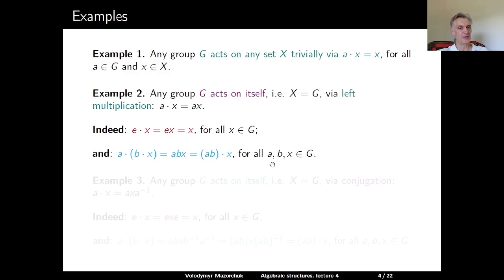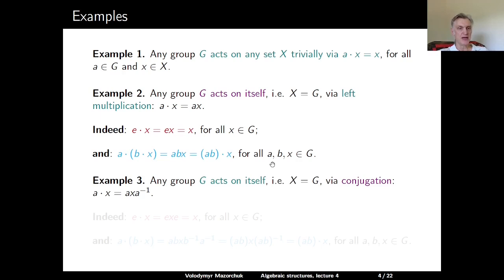Furthermore, if we apply a to the outcome of applying b to x, this will be abx, and since multiplication is associative, we can put brackets the way we wish, so this is equal to ab times x, so the outcome of applying ab to the element x. And again, this is true for all a, b, and x. So this means that G acts on itself by left multiplication.